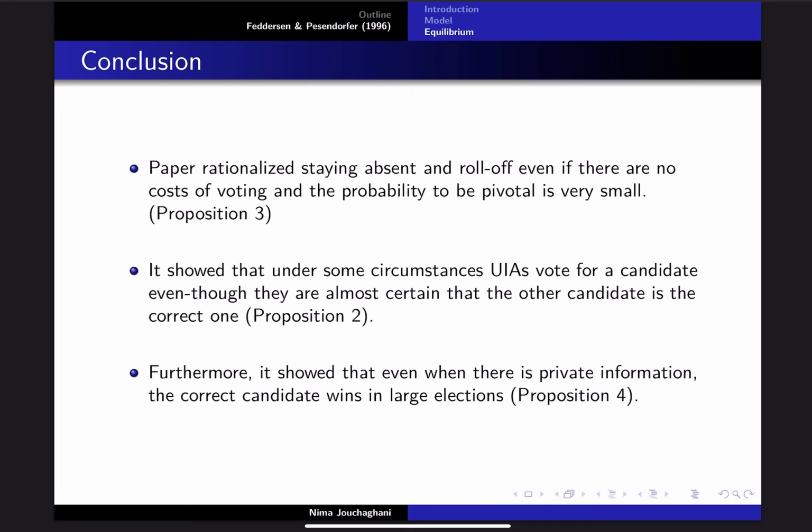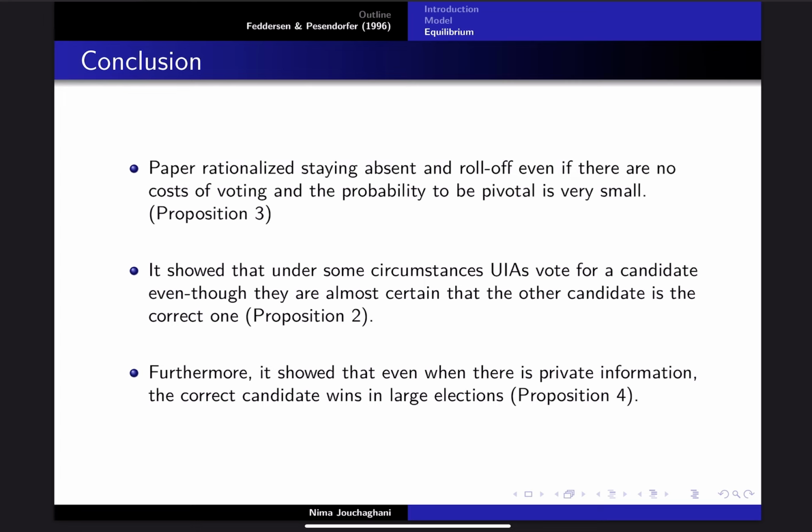One of the results was that the paper rationalized staying absent and roll-off, even if there are no costs of voting and the probability to be pivotal is very small. This was reflected in proposition 3. And this is quite a nice and counterintuitive result compared to previous literature, because before, the theory was about heterogeneity of cost, and now we have a theory of asymmetric information which can match the empirical observations more than previous literature.